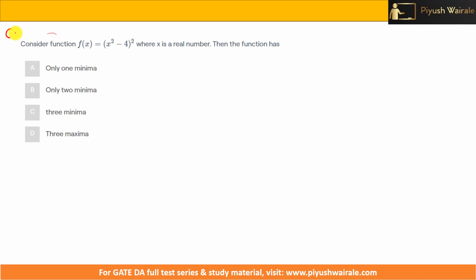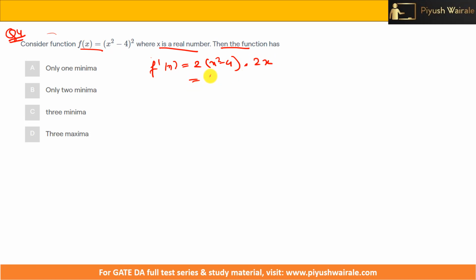Now question number 4. Consider the function f of x where x is a real number. Then we need to find out whether the function has only one minima, only two minima, three minima, or three maxima. Okay. So same steps we have to follow. Same concept we have to apply in every question. So calculate f dash of x first. So it will be 2 into x square minus 4. Again, the derivative of x square minus 4 is basically 2x, right?